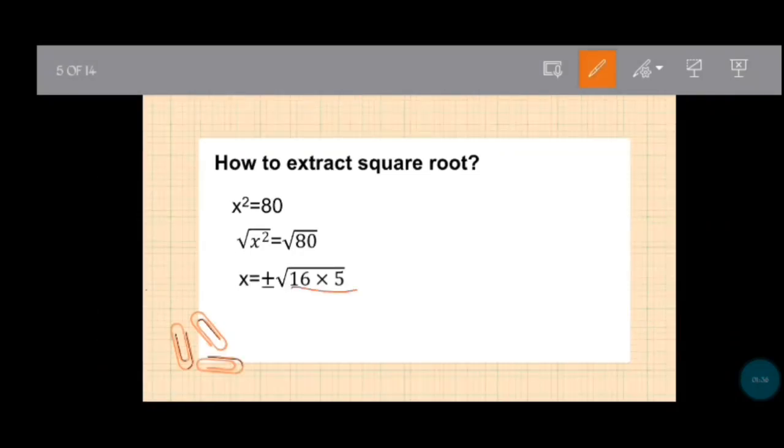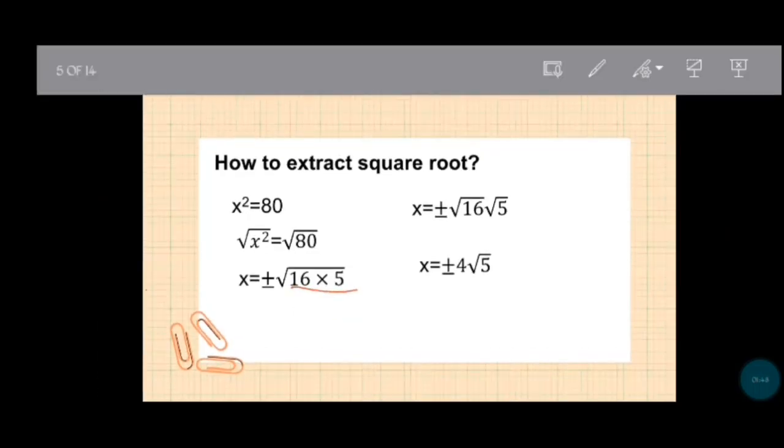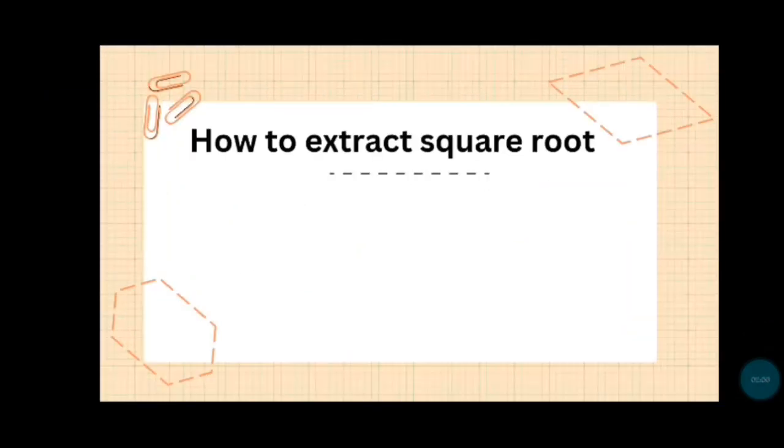Now, let us get the square root of the perfect square. We will have x equals positive or negative square root of 16 and square root of 5. Alam naman natin na perfect square si 16, so yung square root niya is 4. So, we'll have x equals positive or negative 4 square root of 5. Naiwan si 5 kasi hindi siya perfect square. And our final answer is x equals positive or negative 4 square root of 5.